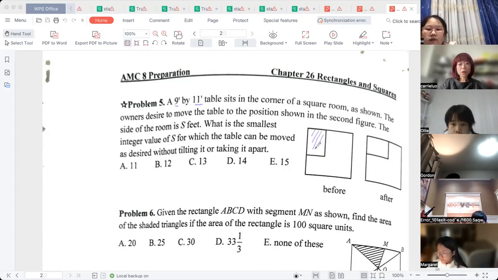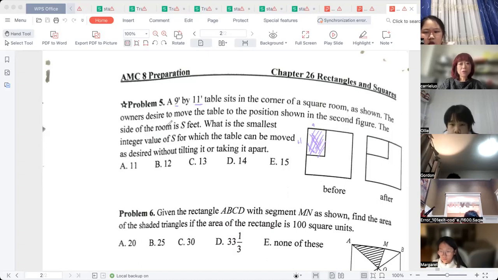It's the corner, the square room, but the thing is we have a table. The table is 9 by 11, get it? And the room is still square. Get it, Gordon? Okay, get it, Oliver? So the room is still square, but the table is a rectangle.